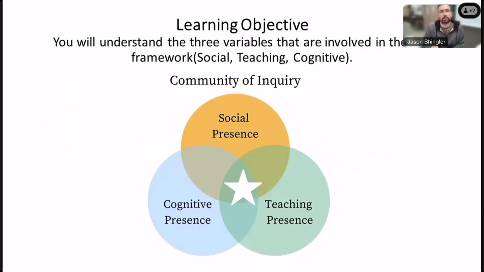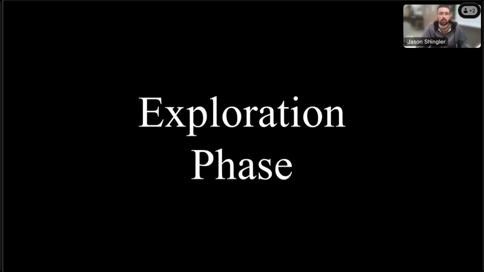So a learning objective is that you will understand the 3 variables that are involved in the COI framework: social, teaching, and cognitive, and how they interact. So next is the exploration phase.